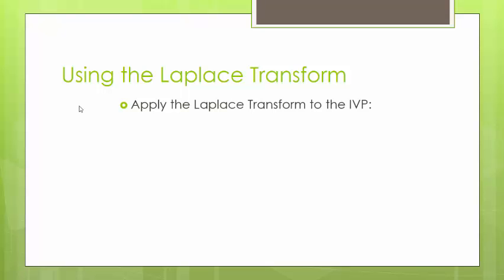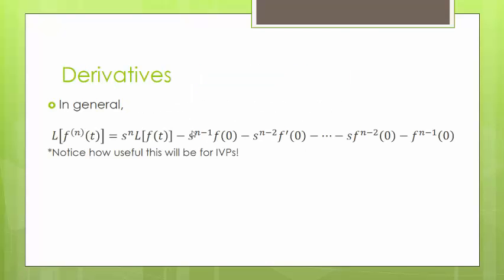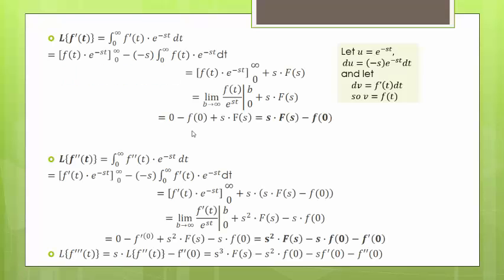I would like you to apply this idea to the initial value problem indicated here. This would be x double prime of t plus 3x prime of t plus 2x of t is equal to 12e to the 2t. I do have some initial values, and what I would like you to do right now is write this first equation, and take the Laplace transform of x double prime. You could use this idea or go back to this case.